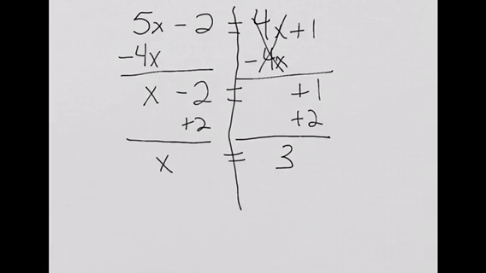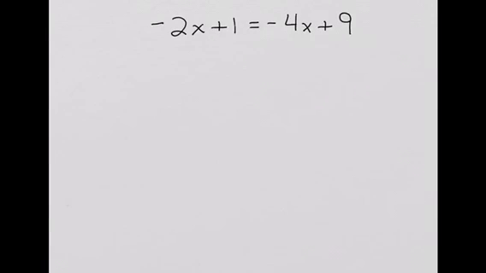Okay, let's look at our next equation. Negative 2x plus 1 equals negative 4x plus 9. So our first step is we want to draw a little line to separate the sides of the equations and then ask ourselves which way we want to move our x's.